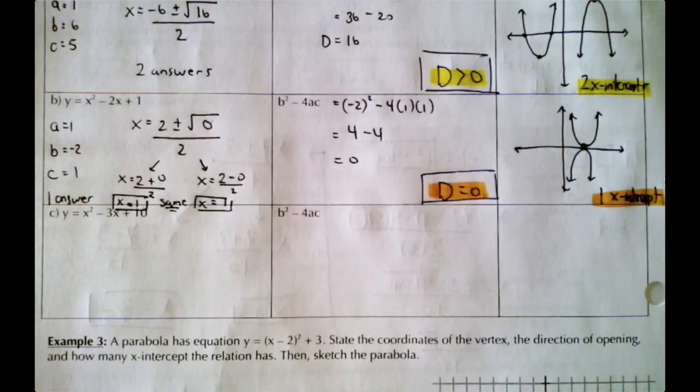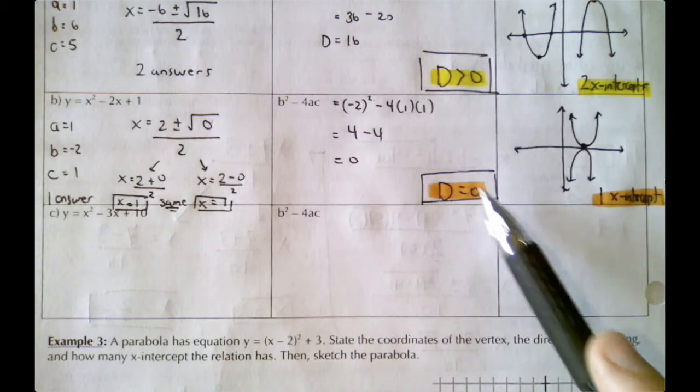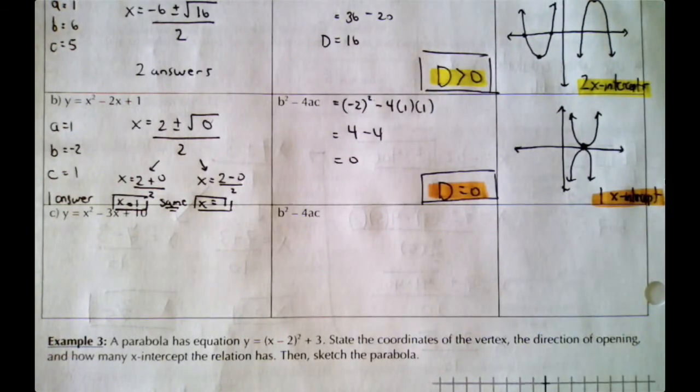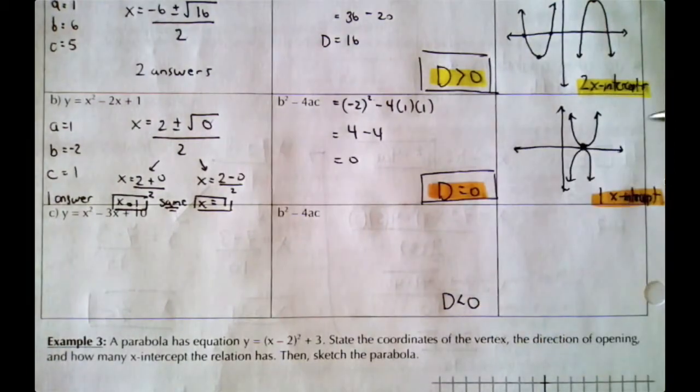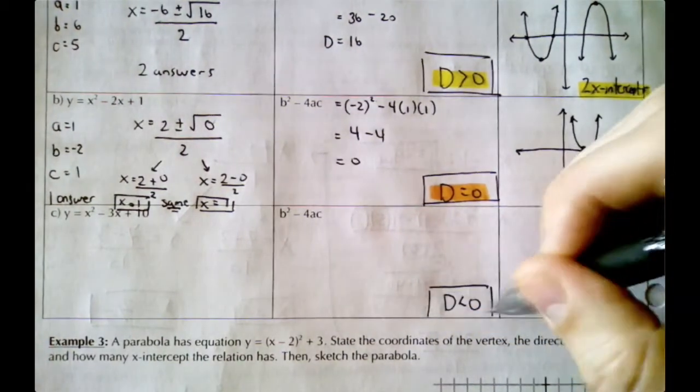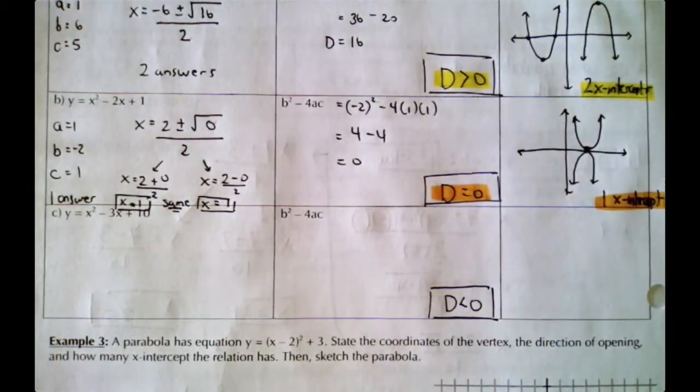Last scenario. How could there possibly be a last scenario? Well, let's consider this for a second. Positive discriminant, 0 discriminant. We haven't thought about a negative discriminant. So in this scenario, we're going to get a discriminant that's less than 0. Let's see what that leads to.